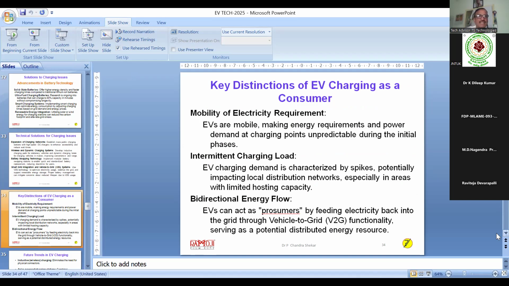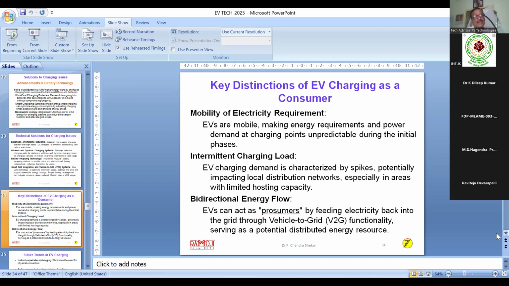Intermittent charging load: EV charging demand is characterized by spikes, potentially impacting the local distribution network, especially in areas with limited hosting capacity. Bidirectional energy flow: EVs can act as a prosumer by feeding electricity back into the grid through vehicle-to-grid functionality, serving as a potential distributed energy source.